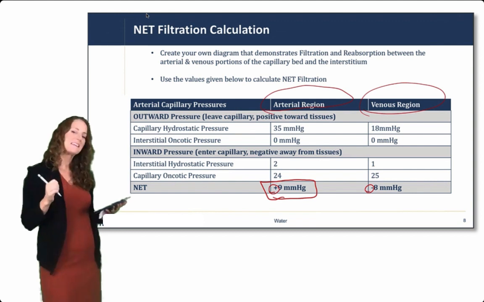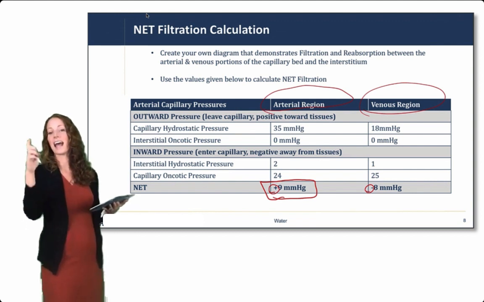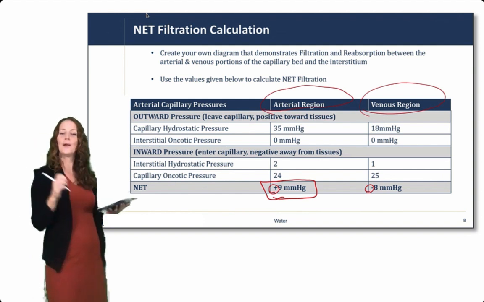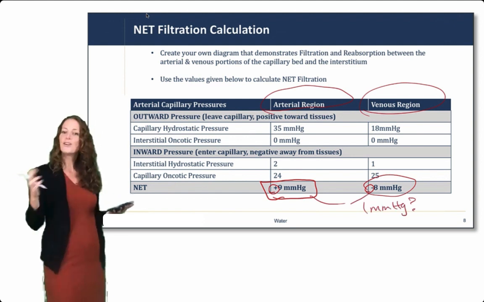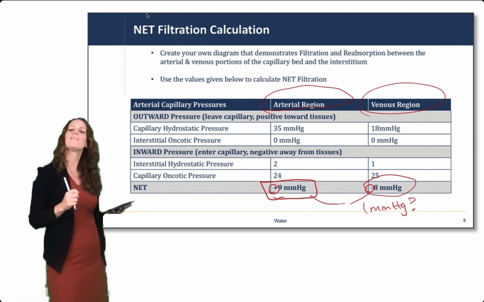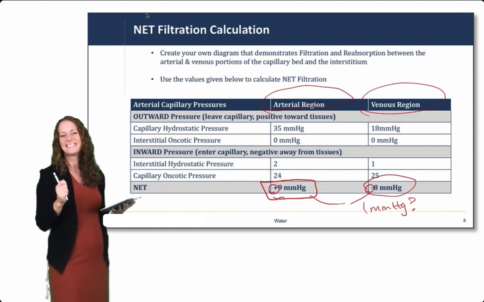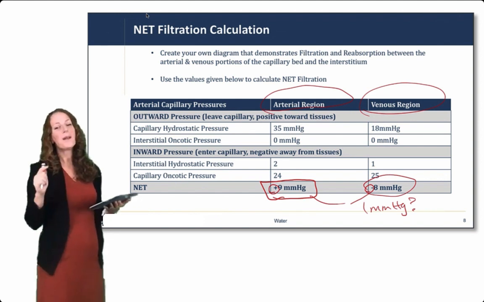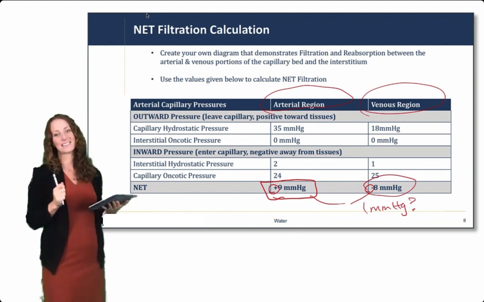Anybody notice something interesting here? If we have a positive 9 on the arterial side and a -8 on the venous side, what's going on? When we look at the difference between these two, there's about 1 millimeter of mercury left over between the arterial and venous side. Is that 1 millimeter of mercury going to hang out in the interstitium? Do you think that's a good thing? No. That 1 millimeter of mercury is going to be picked up by the lymphatics.